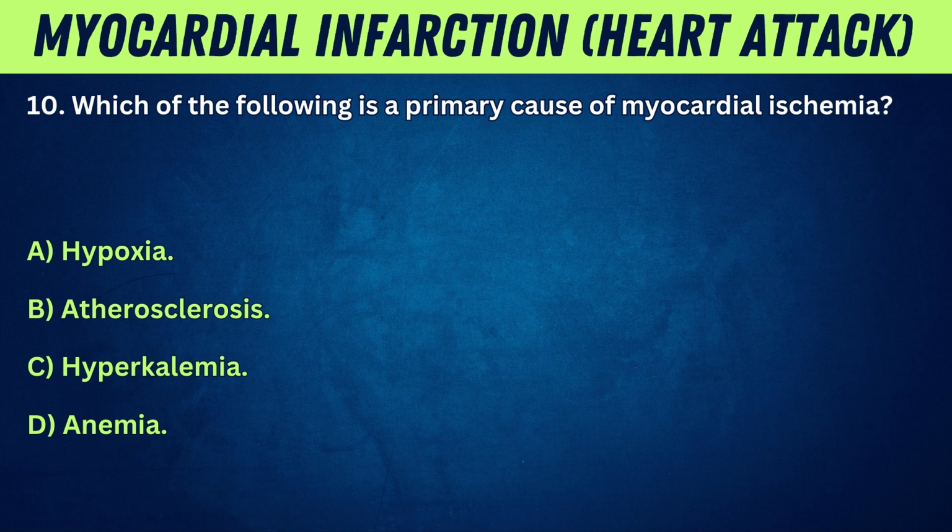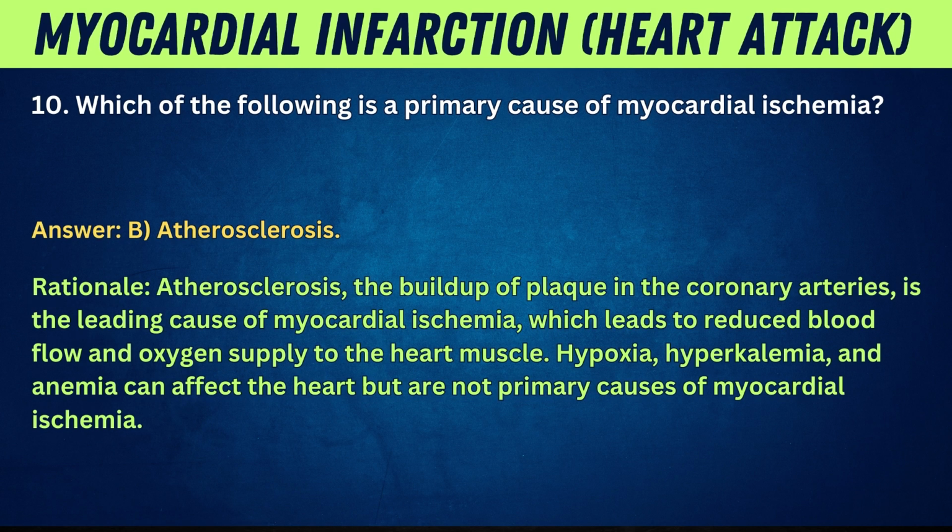10. Which of the following is a primary cause of myocardial ischemia? A. Hypoxia. B. Atherosclerosis. C. Hyperkalemia. D. Anemia. Answer: B. Atherosclerosis. Rationale: atherosclerosis, the buildup of plaque in the coronary arteries, is the leading cause of myocardial ischemia, which leads to reduced blood flow and oxygen supply to the heart muscle. Hypoxia, hyperkalemia, and anemia can affect the heart, but are not primary causes of myocardial ischemia.